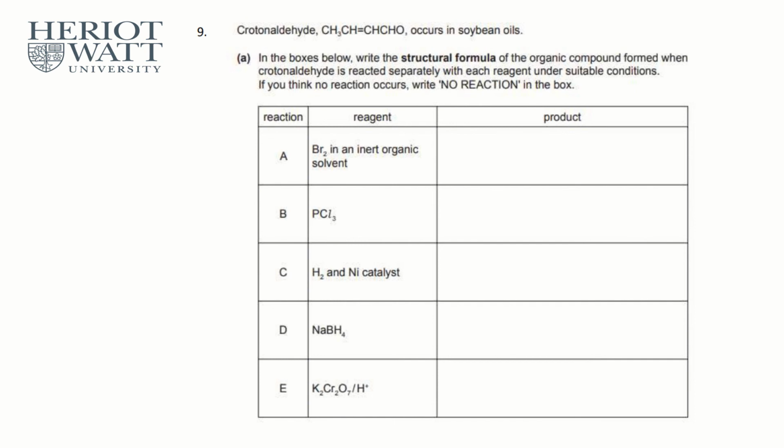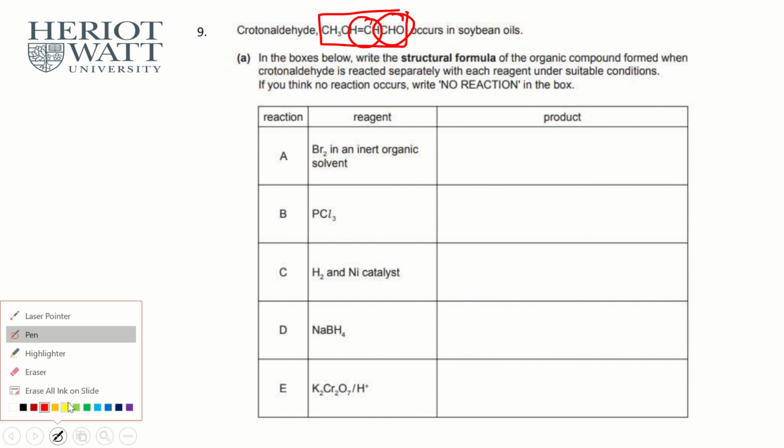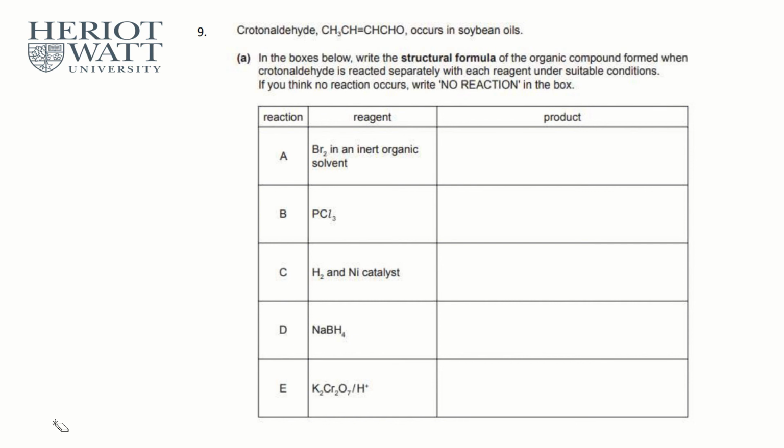Okay, number 9. Crotonaldehyde occurs in soybean oil. So in the box below, write the structural formula of the organic compound formed, if any. If not, then you just write no reaction. So let's see what's happening here. First thing first, from this compound, what we can see is I have a double bond and I have an aldehyde. These are the things you need to identify prior to any reactions. In this case, the compound has two functional groups, aldehyde and alkene. So we have to check each reagent added, which one it can react with: either the aldehyde, or the double bond, or even both sometimes, right?